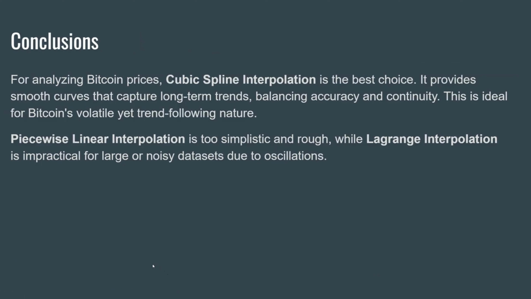For our conclusions, for analyzing Bitcoin prices, cubic spline interpolation was the best choice. It provided smoother curves and captured the long-term trends, balancing accuracy and continuity. This is ideal for Bitcoin's volatile yet trend-following nature because having more curves at the tops and the bottoms of the graph would lead to better results and approximations for the future. And then piecewise linear interpolation is too simplistic and rough, while Lagrange interpolation is impractical for large or noisy data sets due to oscillation.